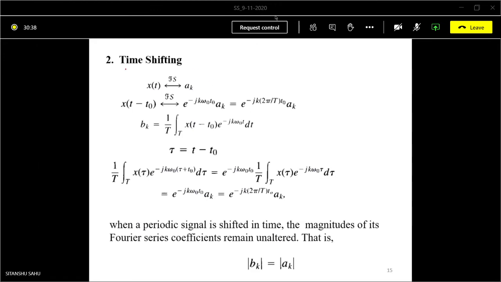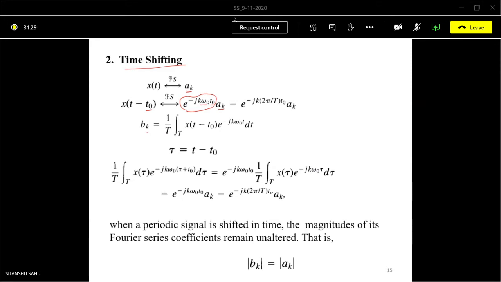Then the time shifting property, one of the important properties of the Fourier series. If x of t gives me ak, and I shift x of t by t0 in the time domain, so x of t minus t0, then its Fourier series is e to the power minus j k omega 0 t0 into ak. This is the multiplication factor with ak that we get. I hope you get my point; this is very important. Any shift in the time domain gives multiplication of the factor e to the power minus j k omega 0 t0 with the Fourier coefficients ak.